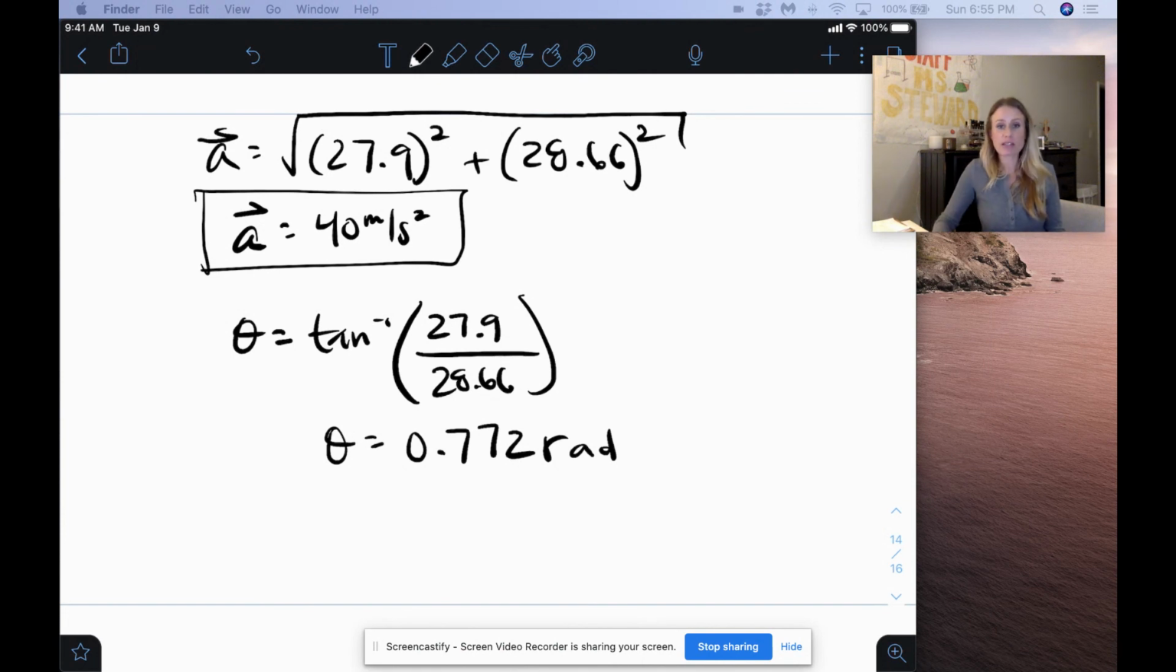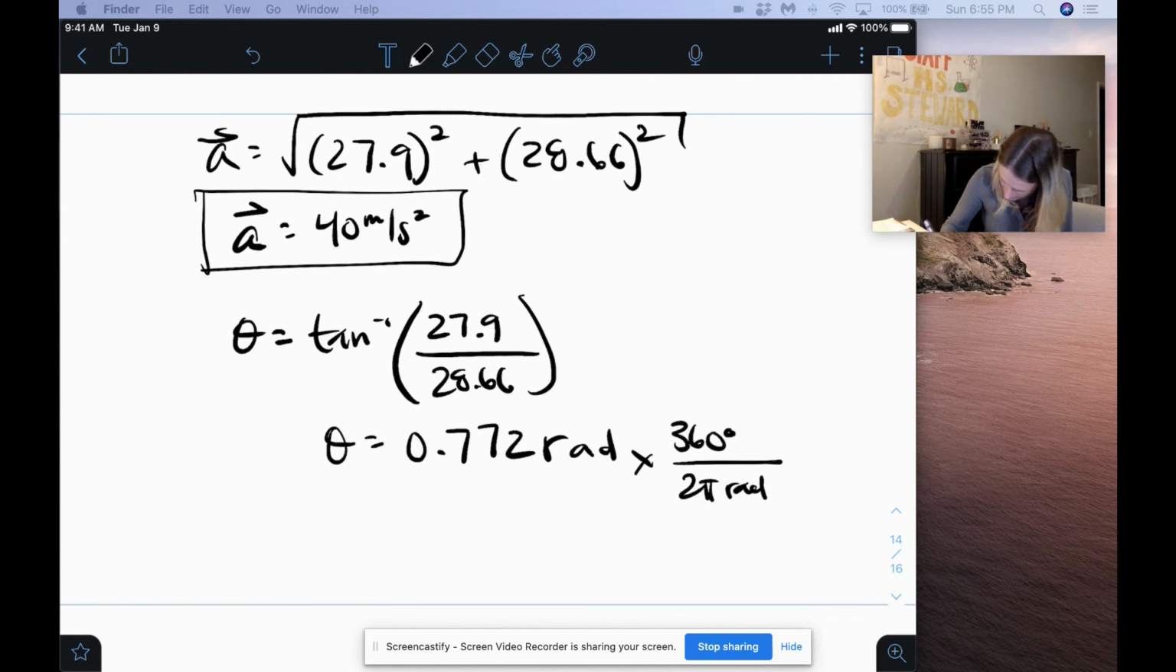So if we want to convert this to degrees, we then want to multiply this by 360 degrees over 2 pi radians. So times 360 divided by 2 times pi, we end up getting 44.2 degrees.